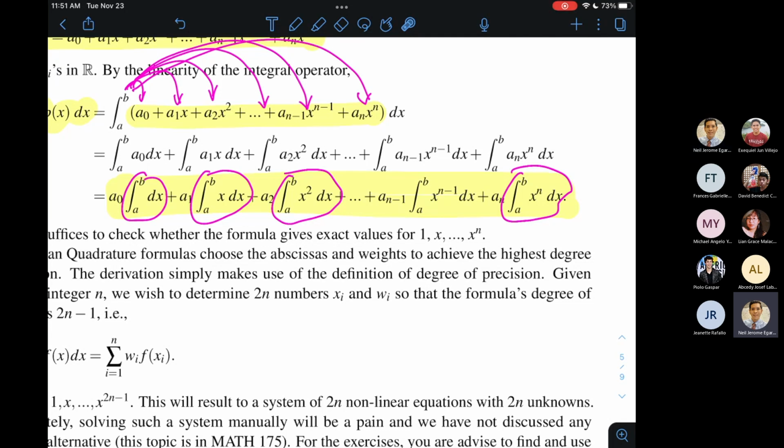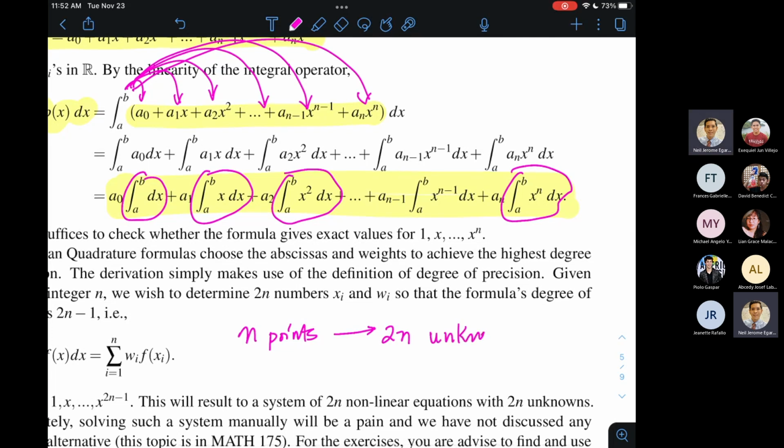Okay? Now, so the process goes this way. First, you decide ilang points yung gusto mong gamitin. Okay? So say you have n points. If you decide to use n points or n abscissas, that will generate 2 times n unknowns. Kasi unknowns yung mga abscissas at unknowns din yung weights na i-associate natin sa bawat abscissa. So if you are thinking of using n points, hindi lang yung abscissas yung hinahanap mo. Hinahanap din natin ano yung mga weights associated with these abscissas, so that will give us a total of 2n unknowns. Okay?